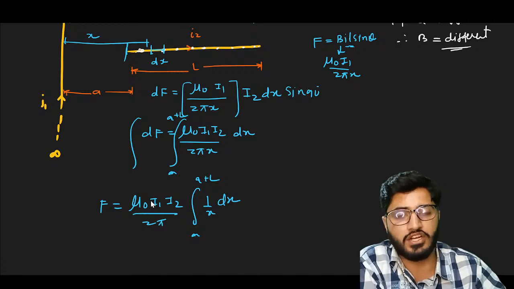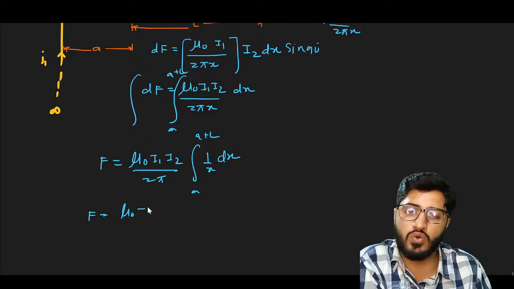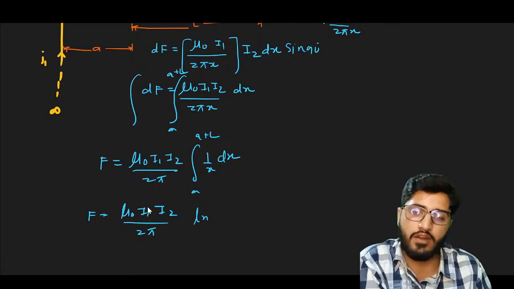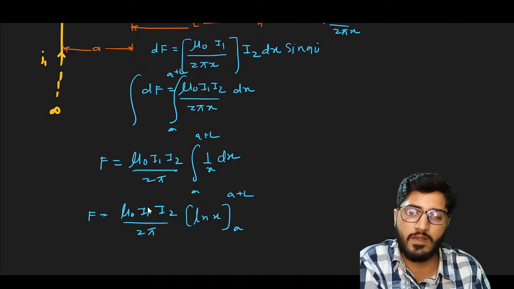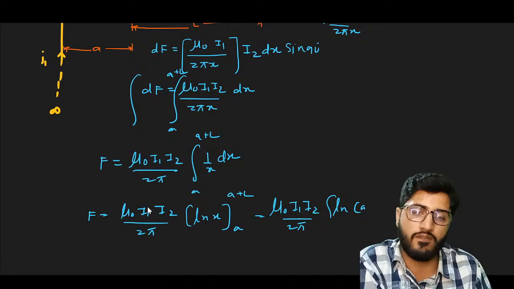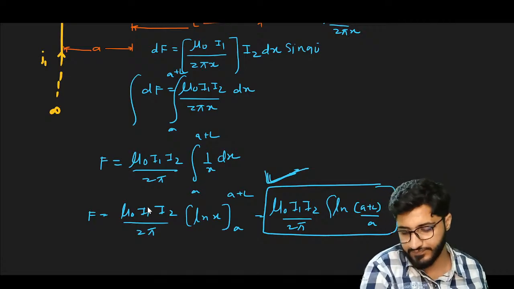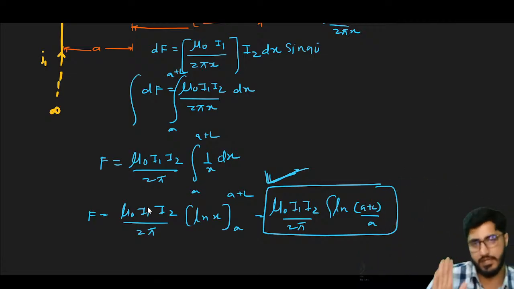So the integration of 1 by x is ln of x, the natural log of x. Mu naught I1 I2 by 2 pi ln of x, upper limit is A plus L, lower is A. So I can write it as mu naught I1 I2 by 2 pi ln of (A plus L) divided by A. This is my answer.